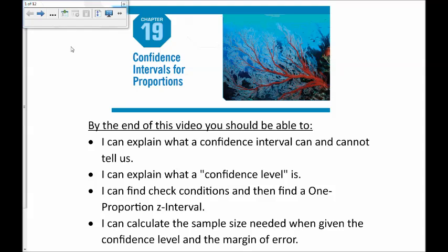This video is about confidence intervals for proportions. By the end of this video, you should be able to explain what a confidence interval can and cannot tell us. You should be able to explain what a confidence level is. You should also be able to check conditions and then find a 1 proportion z interval. And finally, you should be able to calculate the sample size needed when given the confidence level and the margin of error.